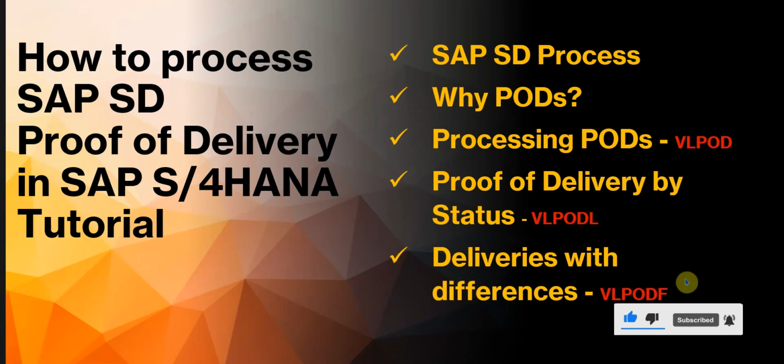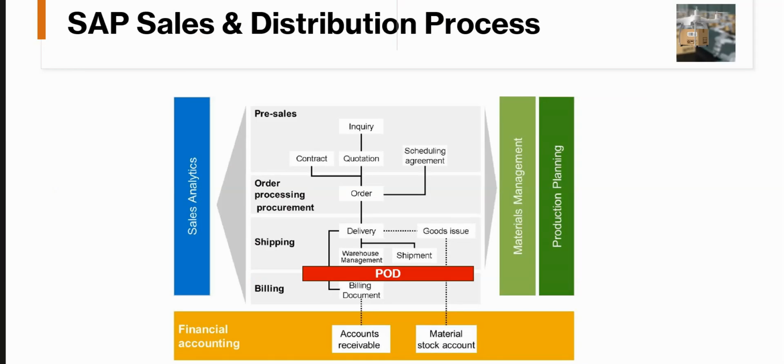Let's look at the SD process. So we've got the 4 sections. Firstly, pre-sales. Then we have order processing, we have shipping, and we have billing. Let's go through it. So firstly, you have your inquiries that you can create in SAP. You can do contracts and quotations and scheduling agreements. These will then feed into your order creation. You can reference these documents in your order.